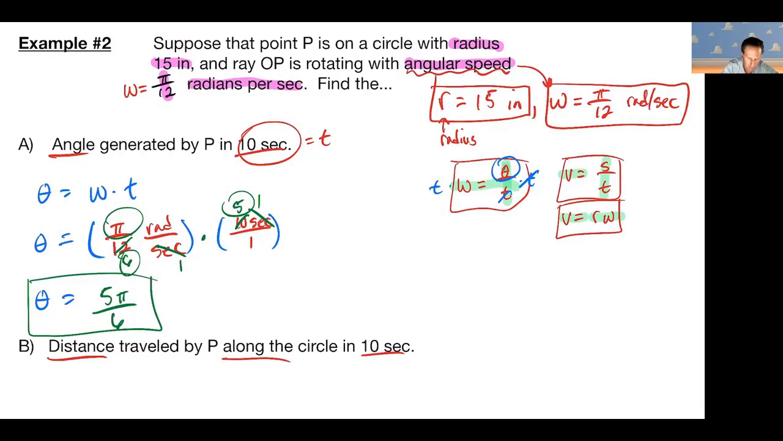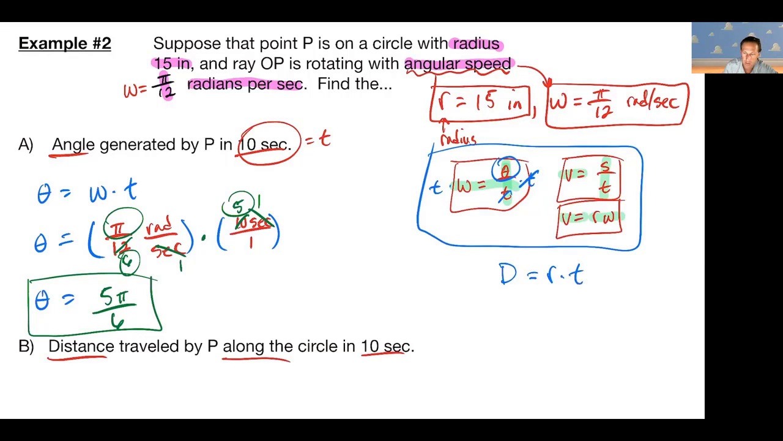Part B, they asked us to find the distance traveled. Well, distance is not one of these new formulas. It's an older formula. It was the rate times the time. The rate, not the radius. Okay? So to find the distance, we're going to need our rate times a time. We obviously have that 10 seconds as our time again, so we'll go ahead and put that in there.